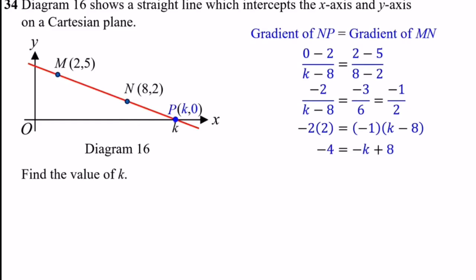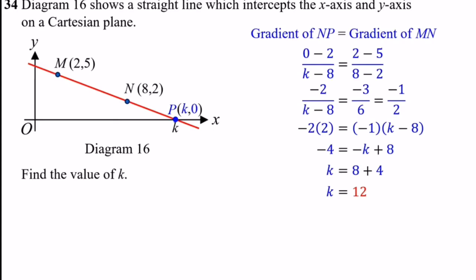Obviously, it is positive because k is to the right of the origin O, right? So you have to make sure you get a positive answer. If you're getting a negative answer, you have to double check because there might be a careless mistake. So k should be 12. Understand? You use the concept that the gradients are the same when you have 3 points lying on a straight line. So k is 12. Alright, so we have solved this question for finding the value of k.